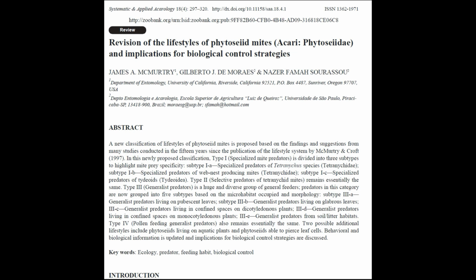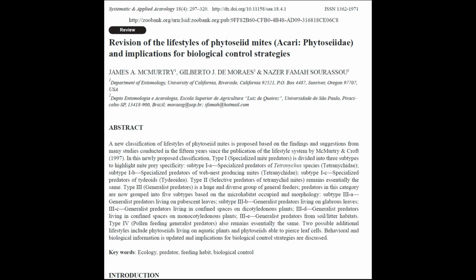Revision of the lifestyles of phytoseiid mites and implications for biological control strategies. This is one of my favorite reports regarding predatory mites because in the aspect of biological control, there are a ton of predatory mites, and a lot of people don't know more than a few, and even people who know more than a few might not know all of the different qualities and aspects associated with them, their physiology, the environments that they do best on. This sort of thing is invaluable. This information is invaluable for people who are trying to use predatory mites the most effectively.